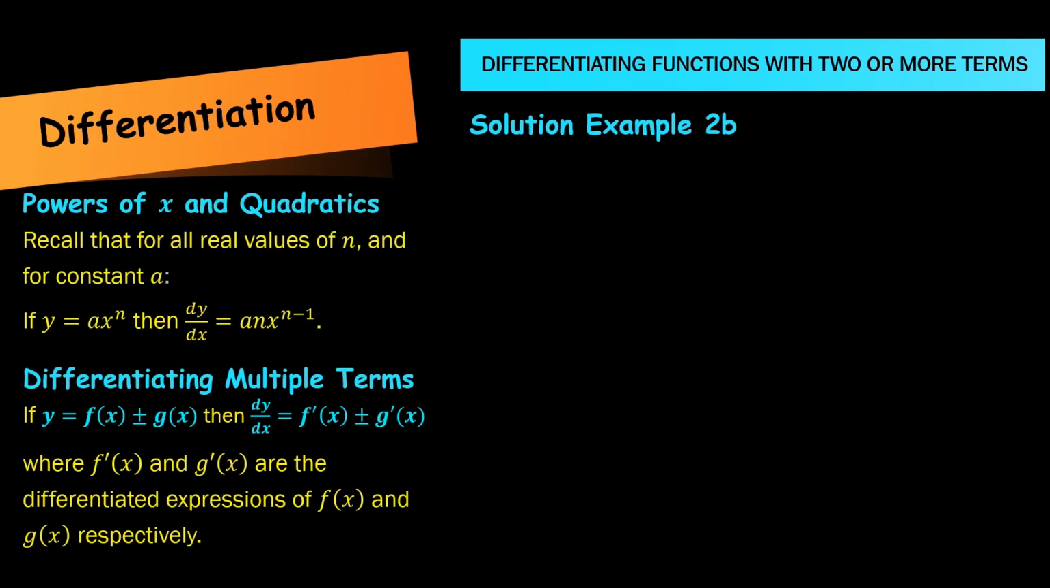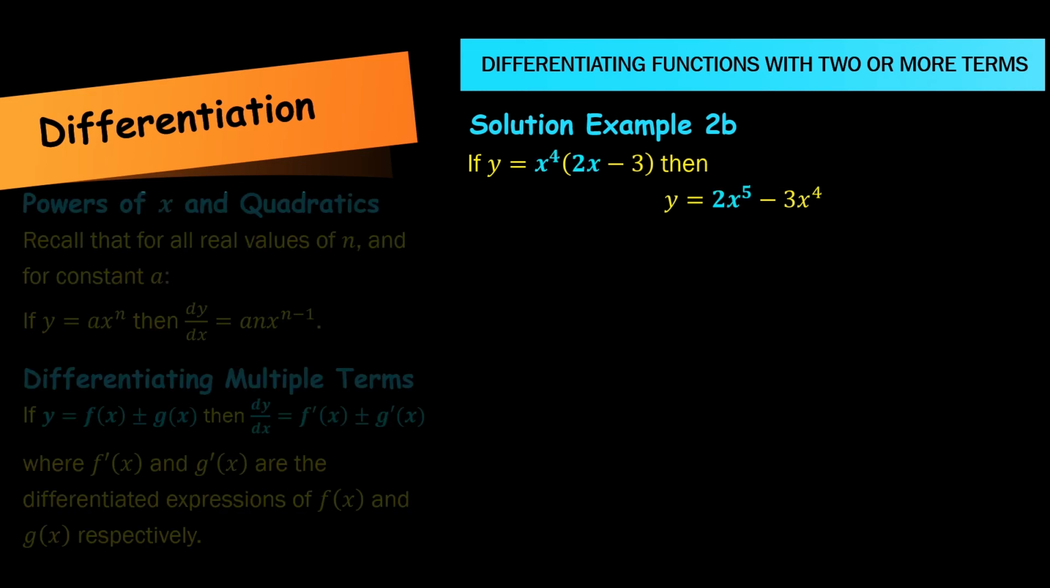And now for example 2b. We are required to differentiate y equals x to the 4 times 2x minus 3. Again, this is not quite in a format that we can work with, so we need to rewrite this so that we can work with it and differentiate. So multiplying out gives us that y equals 2x to the power 5 minus 3x to the power 4. Here we have 2x to the power 5, and here we have minus 3x to the power 4.